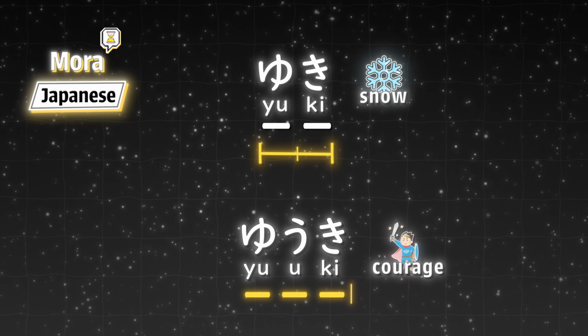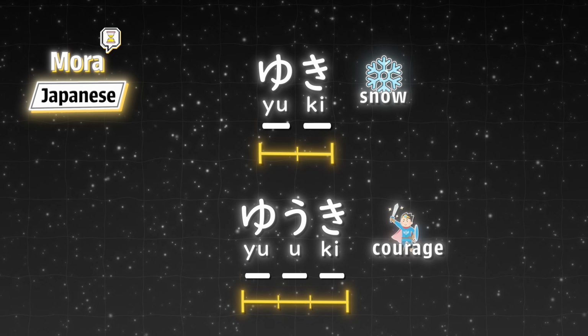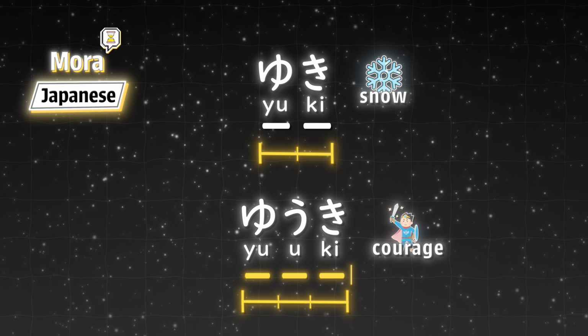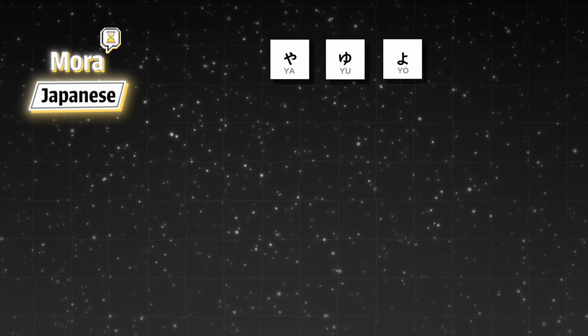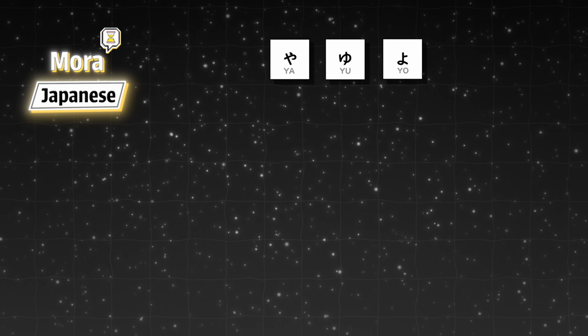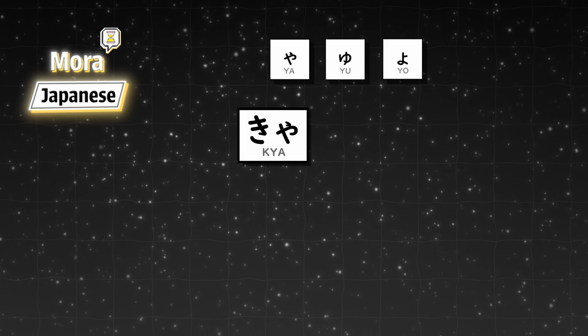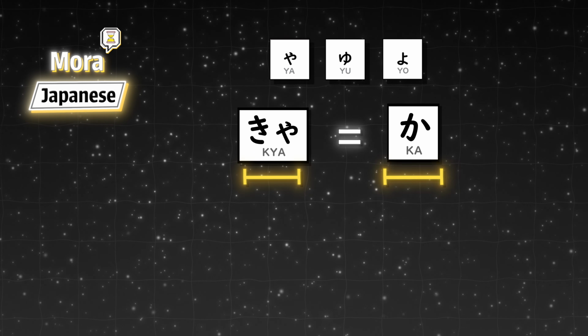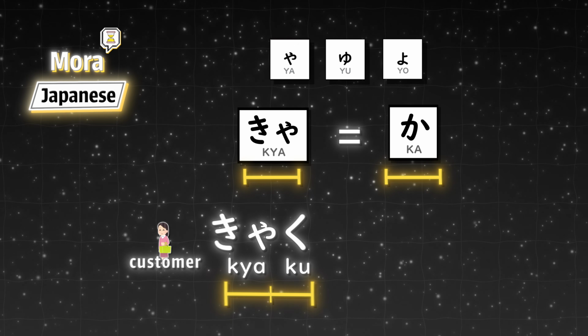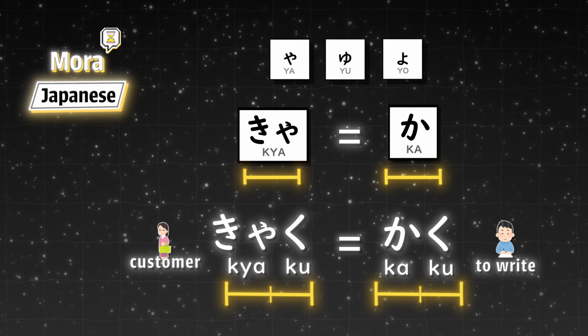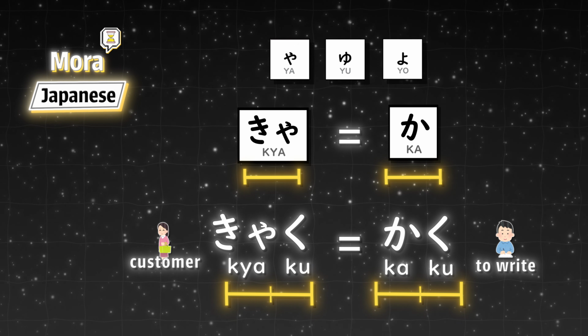But yuki has 3 kana, so it has 3 moras of length. Yuki. But the small contraction kana like ya, yu, yo don't count as 1 mora. They just attach to the previous kana. That's why kya is the same length as ka. So kyaku and kaku are the same length of pronunciation.